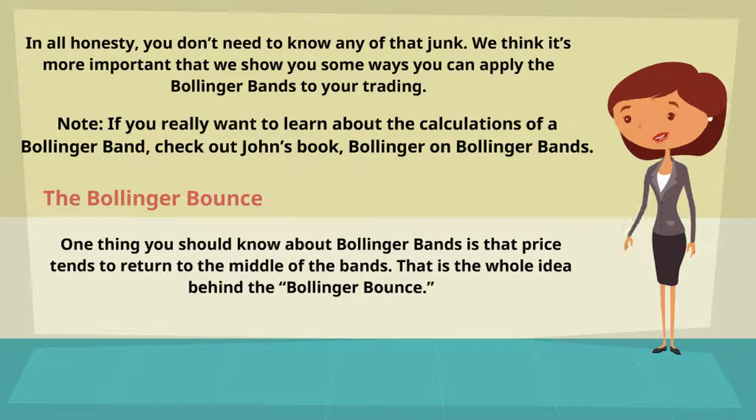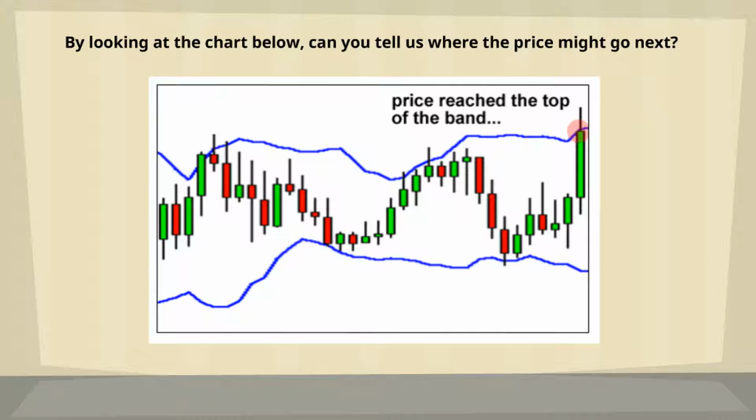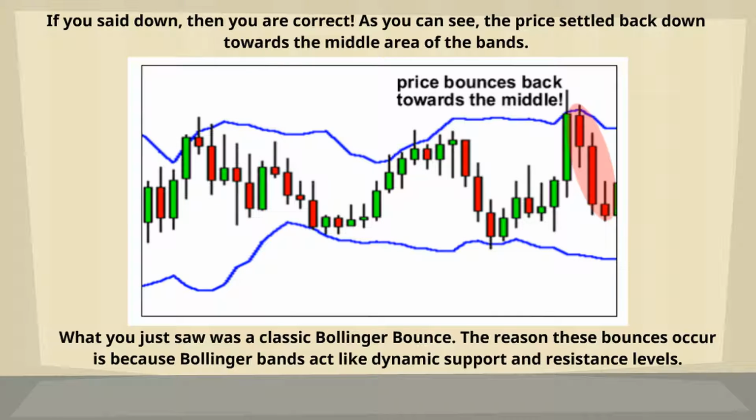The Bollinger Bounce. One thing you should know about Bollinger Bands is that price tends to return to the middle of the bands. That is the whole idea behind the Bollinger Bounce. By looking at the chart below, can you tell us where the price might go next? If you said down, then you are correct. As you can see, the price settled back down towards the middle area of the bands. What you just saw was a classic Bollinger Bounce.